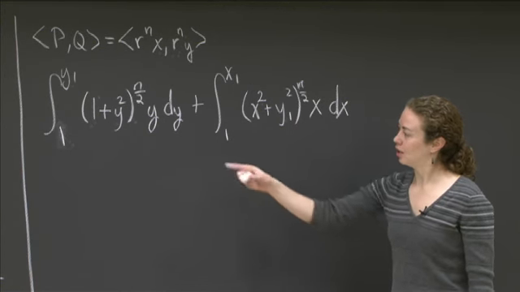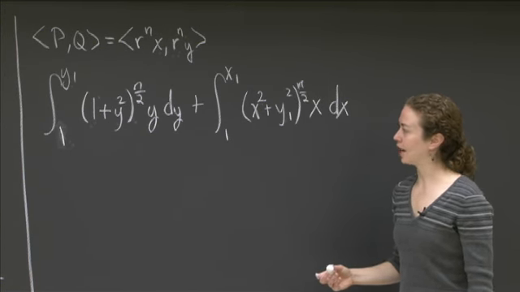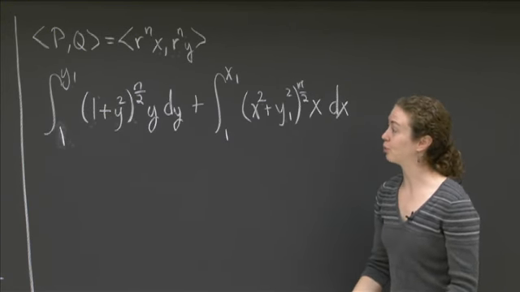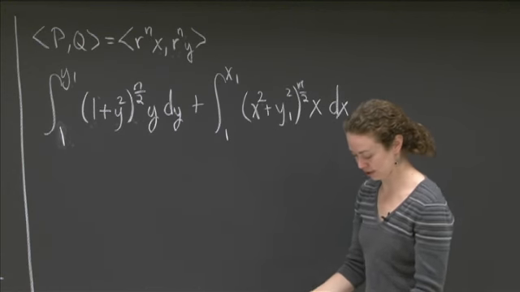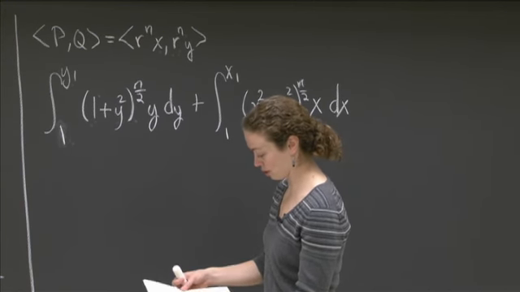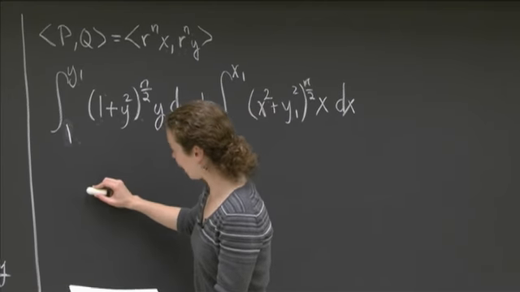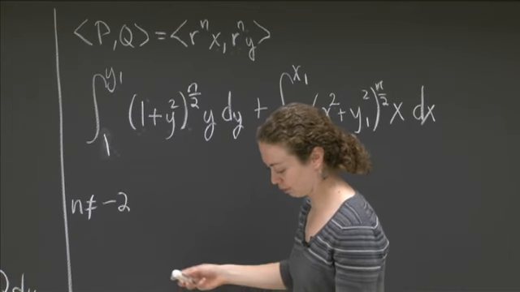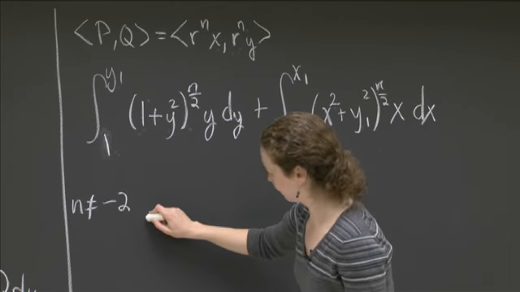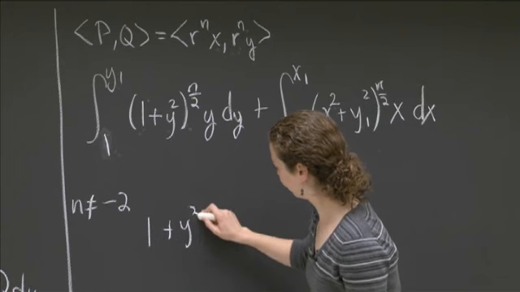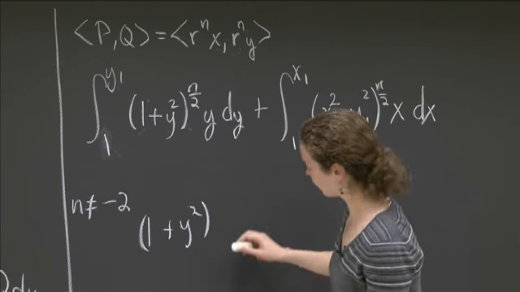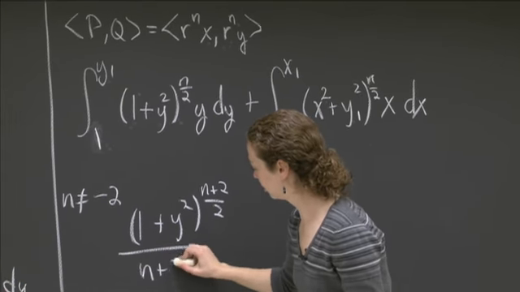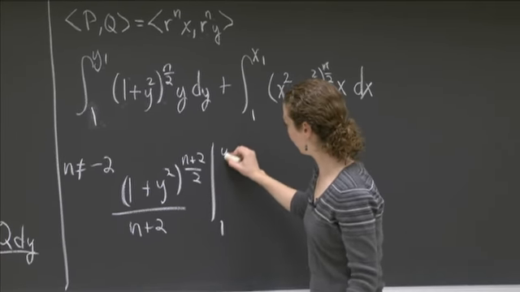So let me just point out the two things that you get in each case, and then we'll evaluate and see what the solutions are in each case. I'm just going to, at this point, write down what I got, because this is your single variable calculus. Okay, so what I got when n was not equal to -2, you get the following thing. You get (1 + y^2)^((n+2)/2) over n + 2, evaluated from 1 to y1.